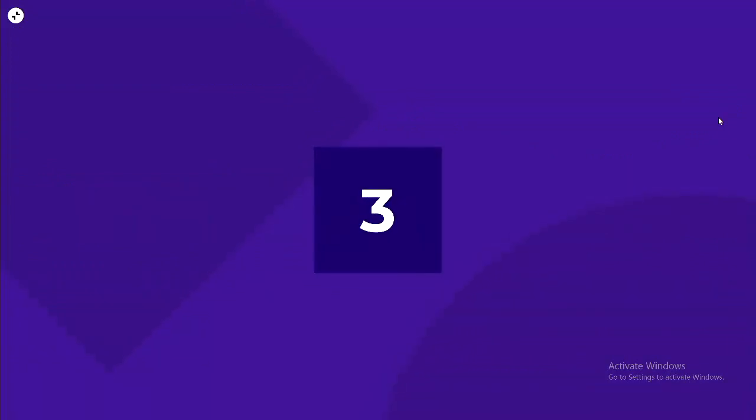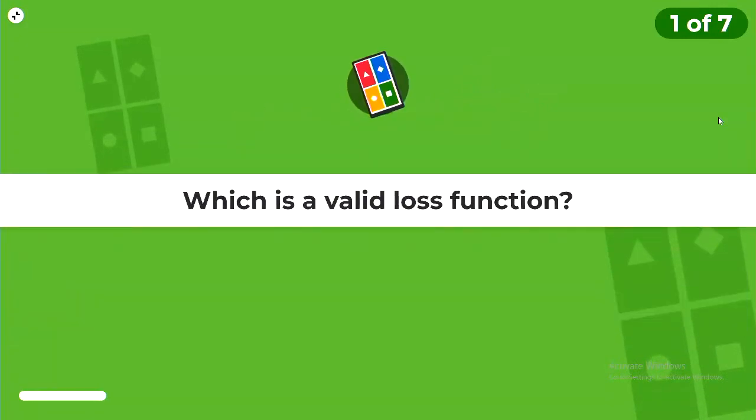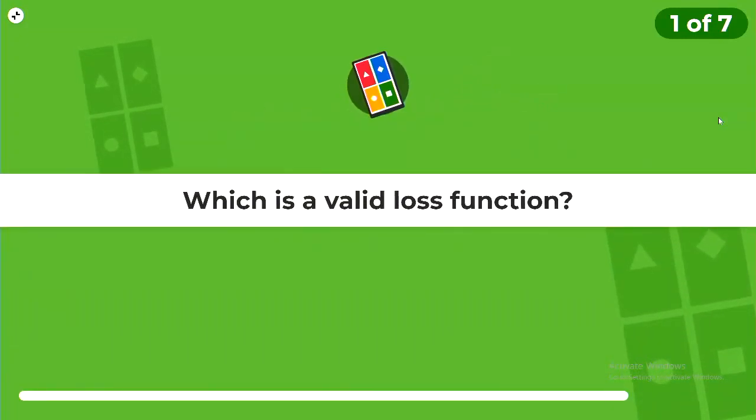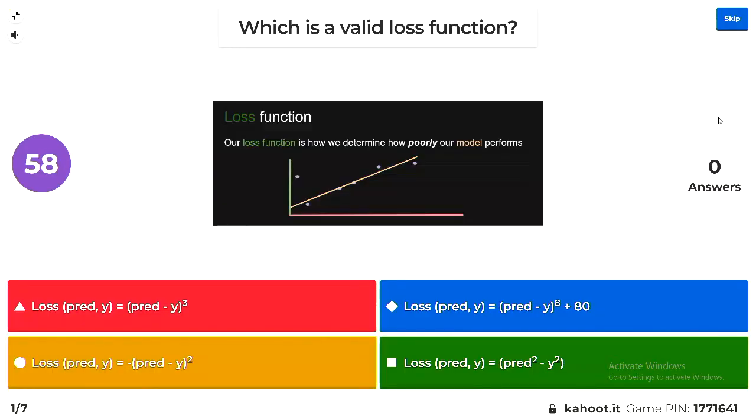This one's going to be a little bit harder, although you will actually know the material, so it should be good. Which is a valid loss function? Is it prediction minus y cubed, prediction minus y to the 8th plus 80, prediction minus y squared, or minus prediction minus y squared, or prediction squared minus y squared?